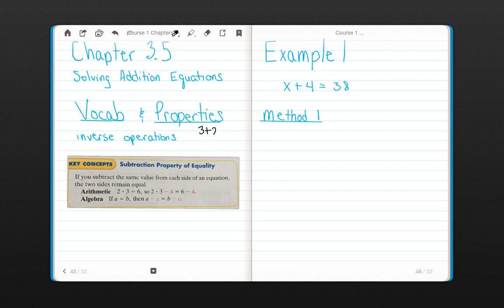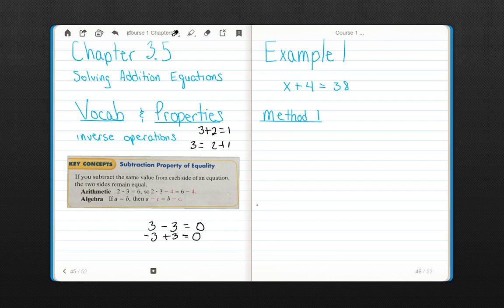3 plus 2 equals 5. 5 minus 2 equals 3. They undo each other. Multiplication and division are also inverse operations. Okay? You can also think of inverse operations as 3 minus 3 equals 0, or negative 3 plus 3 equals 0.